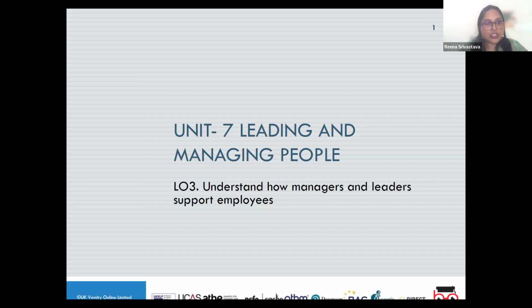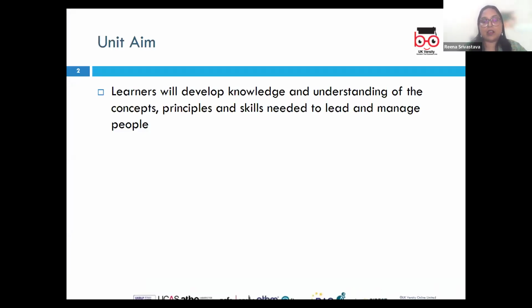Today we are working to develop an understanding of how employees are motivated. We'll dive into leadership and management approaches which support employees in different work environments, and then we'll analyze real world examples. This unit aims to help you develop knowledge and understanding of the concepts, principles, and skills that are needed to lead and manage people in your workplace.